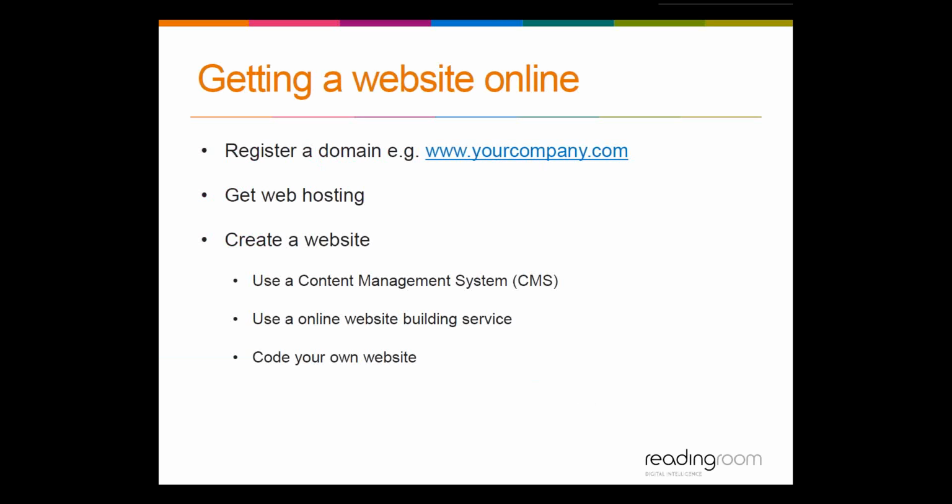So, to get a website online, you need, first of all, to register a domain. So, obviously, going back to examples, Amazon have Amazon.com, Apple have Apple.com. The most likely domain you're going to have is your company name.com. Obviously, there's lots of country-level domains as well, so .eu, .uk, whatever country you might be from, you probably want to buy up those domains as well.